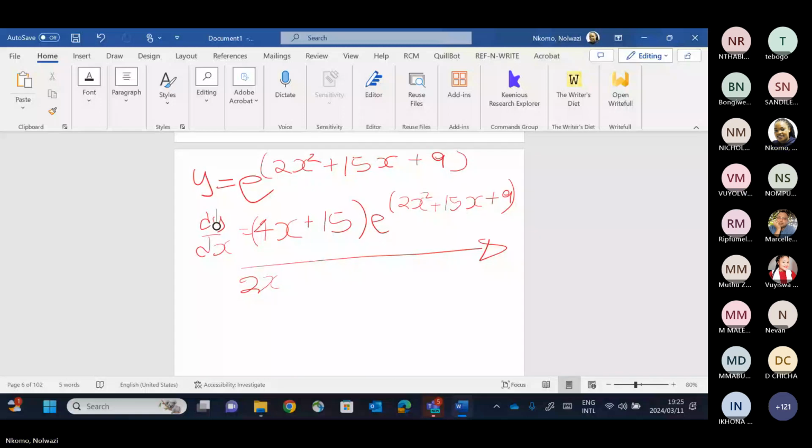Okay, thank you. Ma'am, can you hear me? Yes. Okay, so don't we derive the 4x plus 15? Because I got 4e to the power of 2x squared plus 15x plus 9. Only this part.